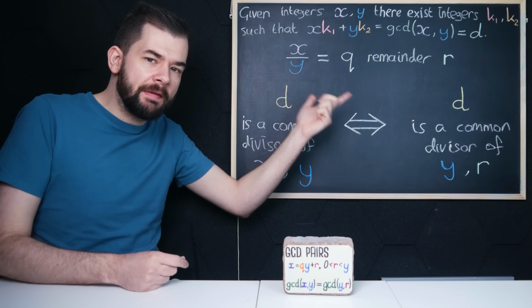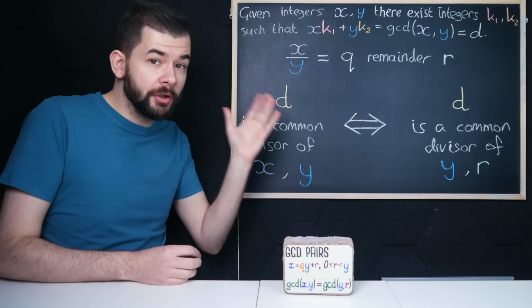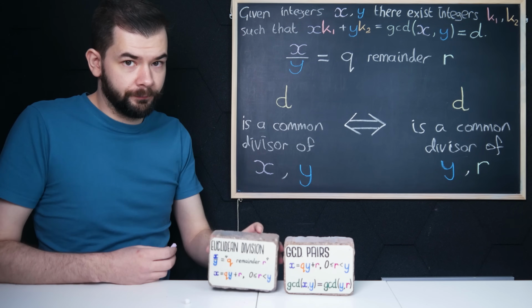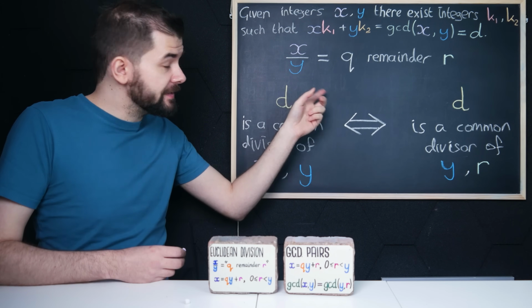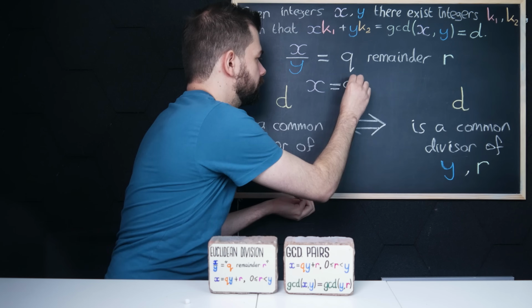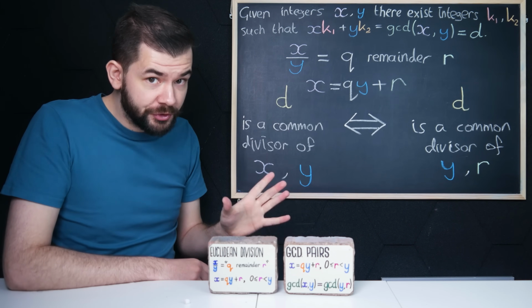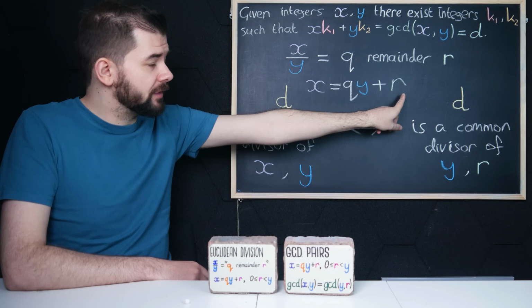Just a bit of housekeeping before we move on. This is probably the way that you first learned how to divide at school, but we mathematicians call this Euclidean division. And we don't usually write it like this. We usually say that x can be written as some amount of y plus a remainder. We use the letter Q for quotient.